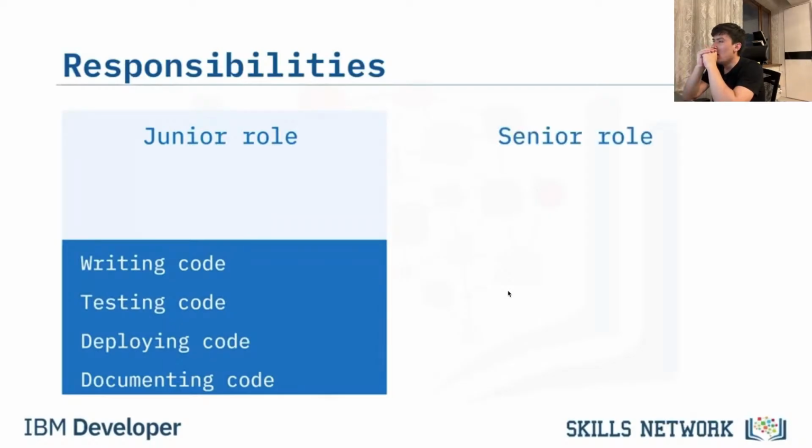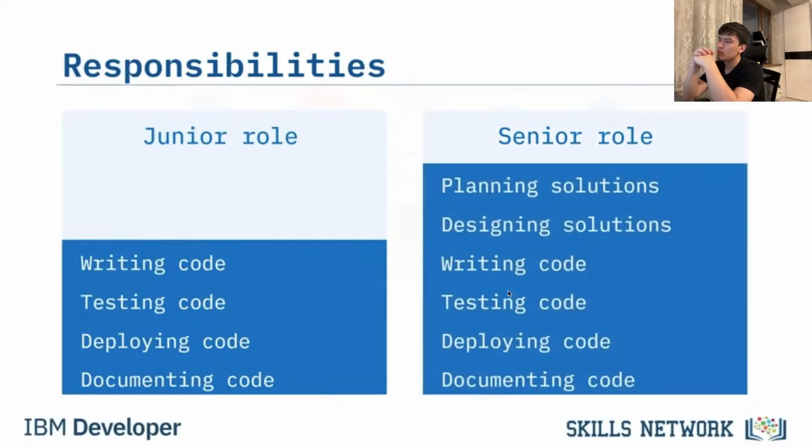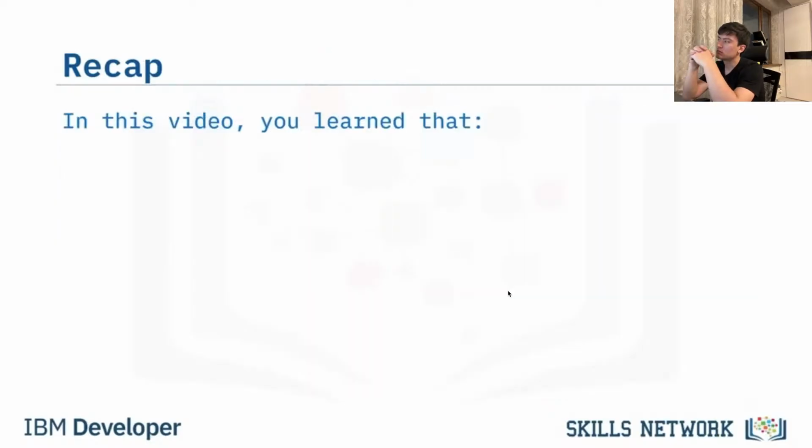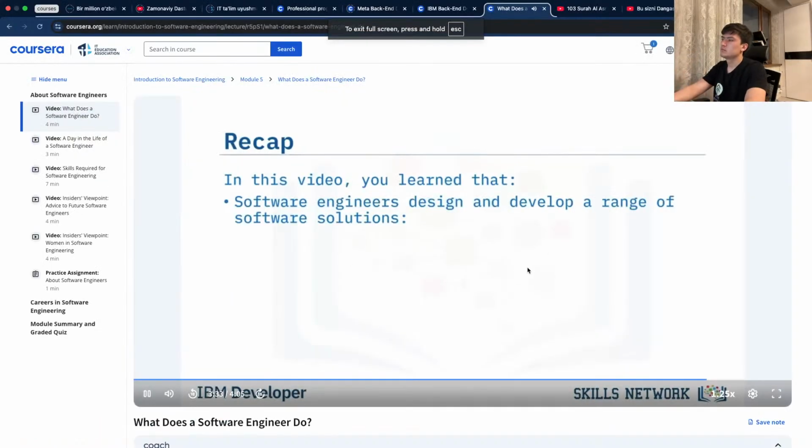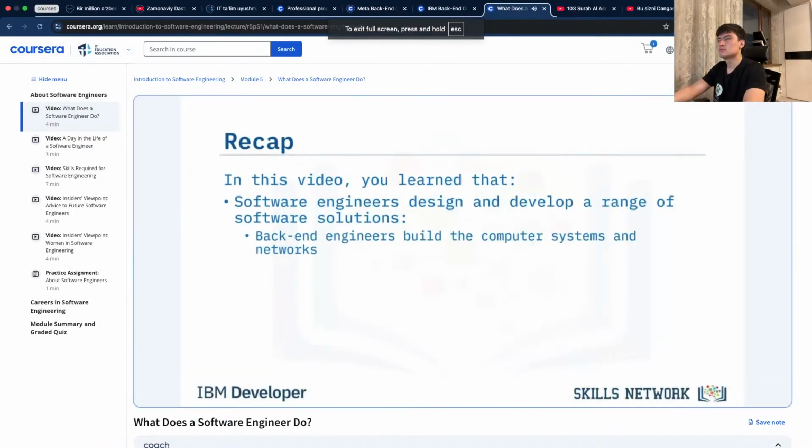And in a senior role, you will likely have primary responsibility for multiple areas of the software solution, including the planning and designing phases. In this video, you learned that software engineers design and develop a range of software solutions. Back-end engineers build the computer systems and networks, and front-end engineers build the user interfaces.